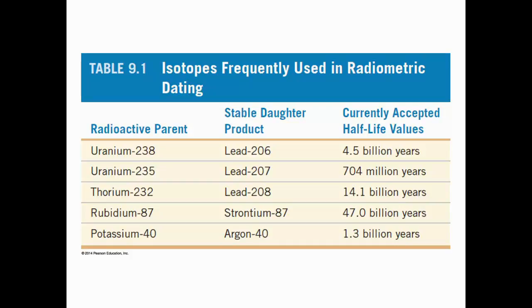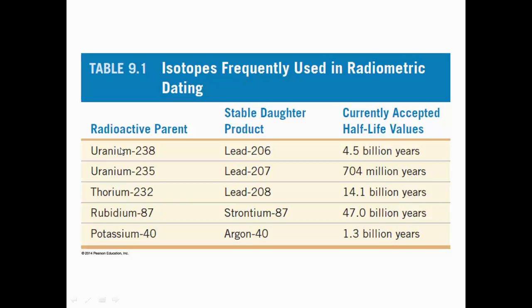Now, the commonly used parent-daughter isotopes in radiometric dating of geologic materials are indicated in this table. We saw before that uranium-238 will decay to stable daughter lead-206. We saw previously that there are a series of intermediate daughter isotopes that are produced in the scheme, but those daughter isotopes decay further down the sequence, and ultimately we end up with lead-206.